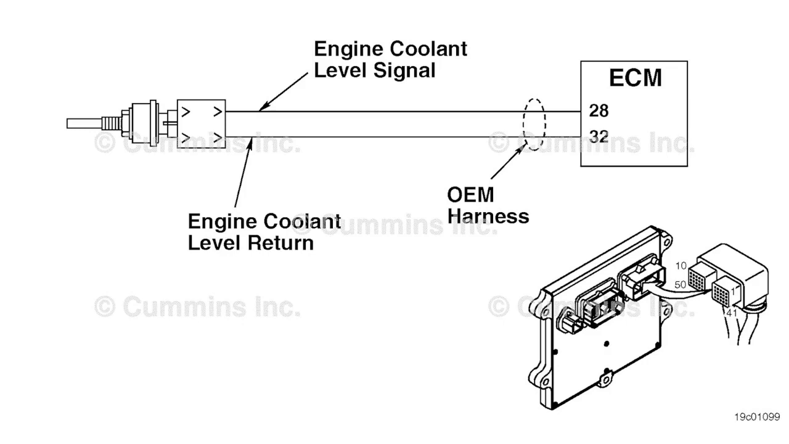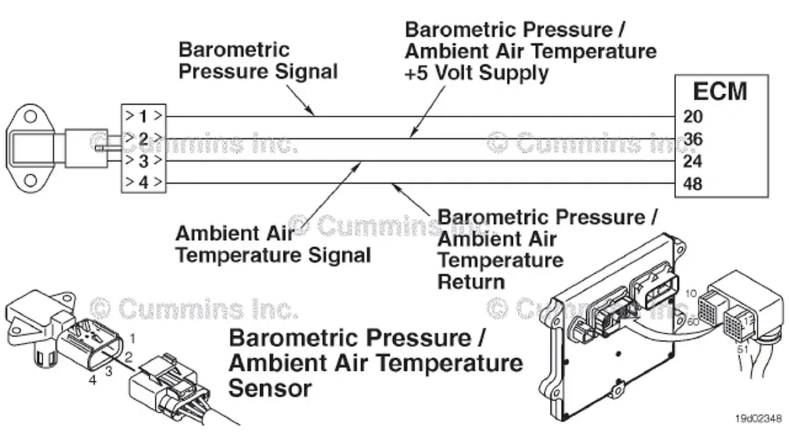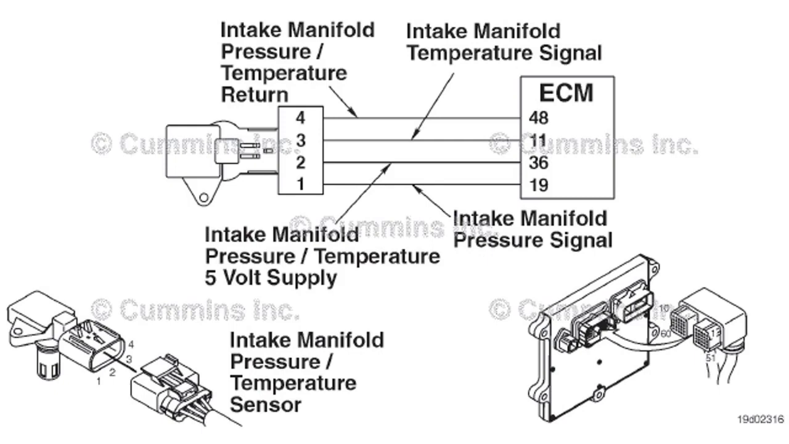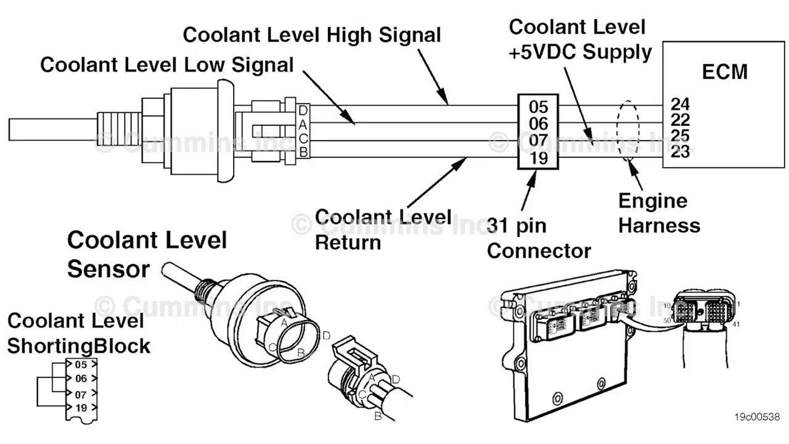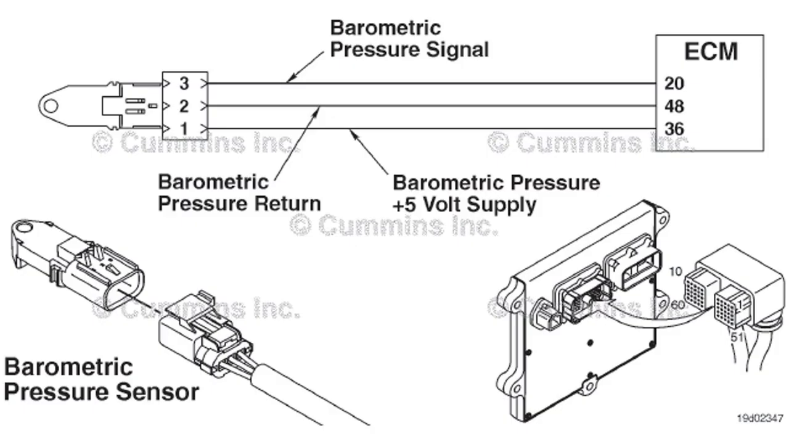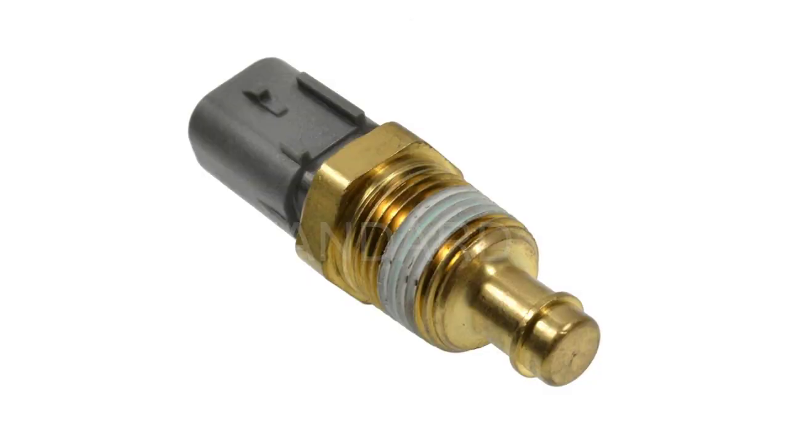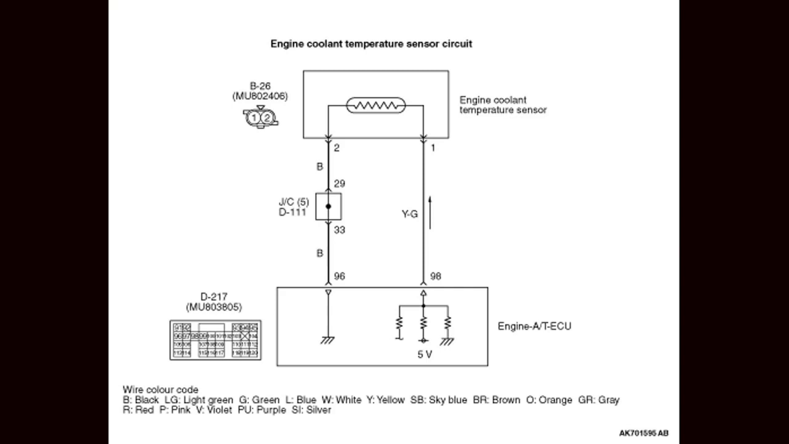Disconnect the connector from the engine coolant temperature sensor and use a digital multimeter to check the resistance of the sensor. The resistance should change as the temperature of the engine coolant changes. If the resistance is out of range, replace the engine coolant temperature sensor. Step 2. Check the wiring harness if the engine coolant temperature sensor is working properly.